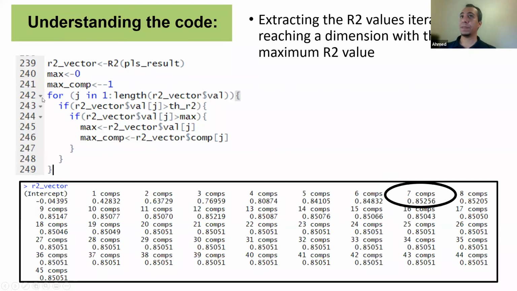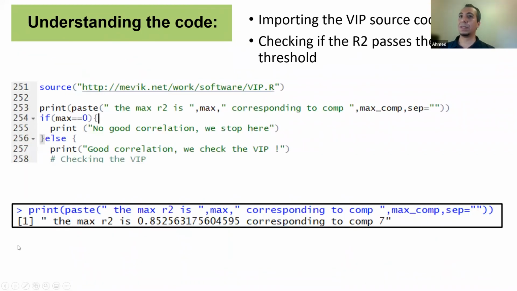So this is the utility of this for loop right here. It will go through all of these components and it will extract the highest R square. And it will tell you basically the maximum R square found was 0.58, and that is corresponding to the seventh dimension or component number 7.